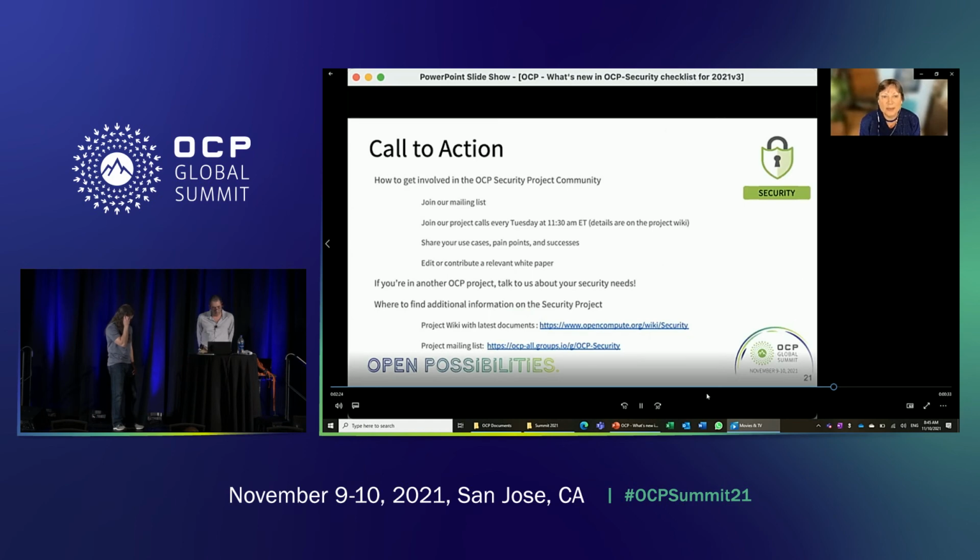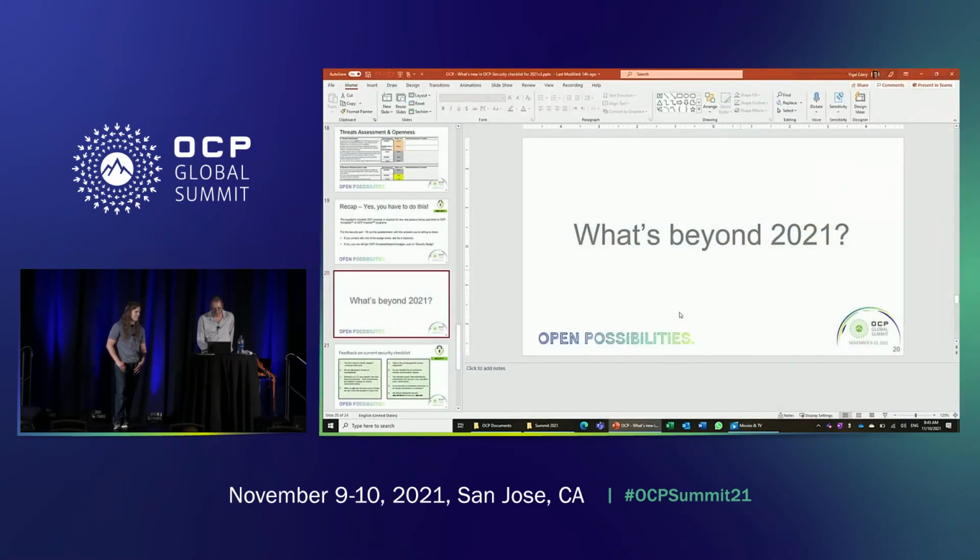You can join our mailing list. You can join our calls and put in your 2 cents. We'd love for you to share use cases. It's been really helpful to have real live examples of what products can and cannot do. And we also do publish white papers on the topic. So this is in the slides, and you can please join us if you feel so inclined. Thank you, Elaine.